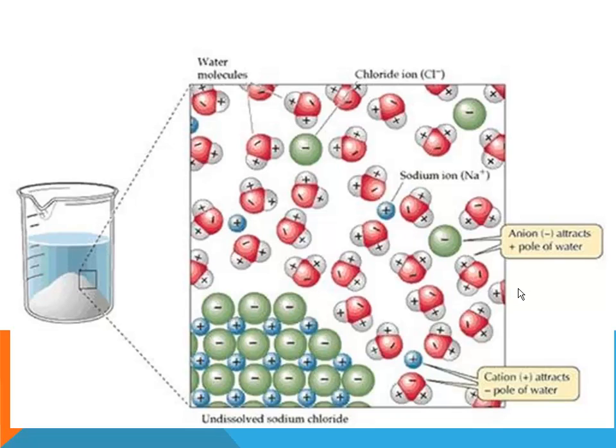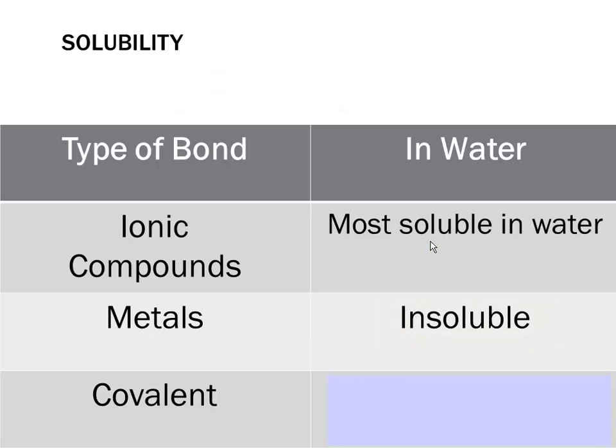This is because of water's polarity. Water has a negative and a positive charge. The partial positive of hydrogen and the partial negative of oxygen will be attracted towards the positive sodium ions and the negative chlorine atoms. That's why salt dissolves, and the majority of ionic compounds will dissolve as well. Metals are insoluble. You put copper in water, nothing really happens.